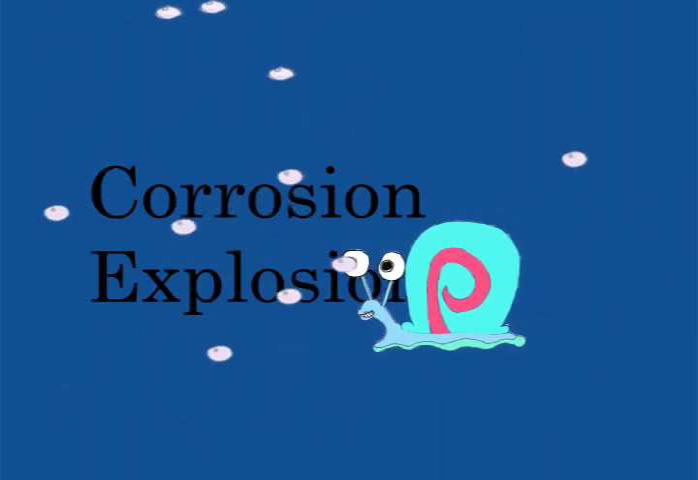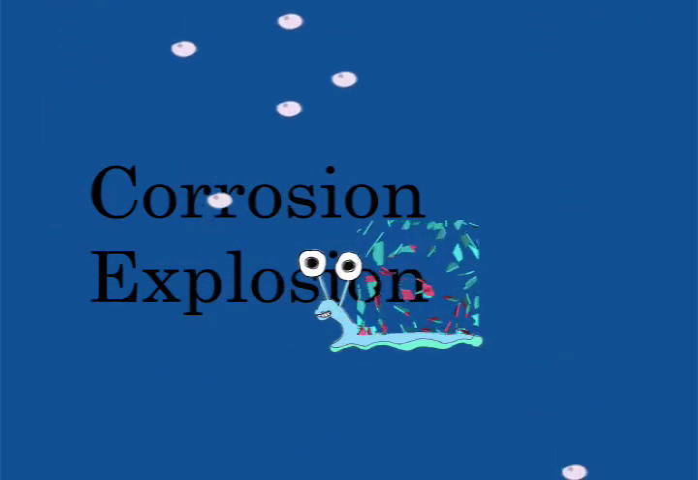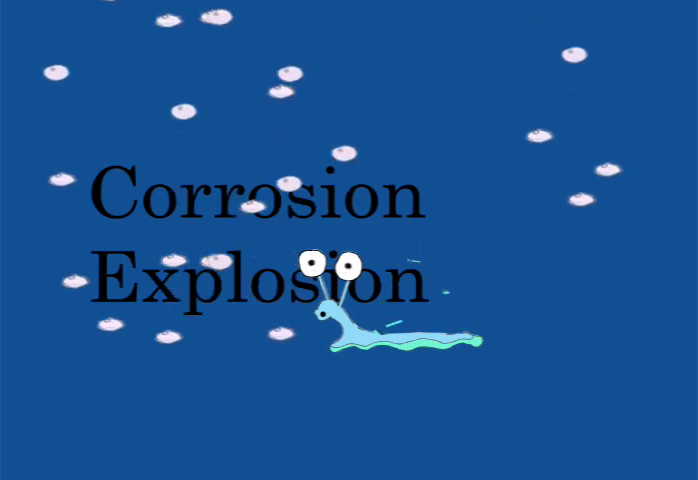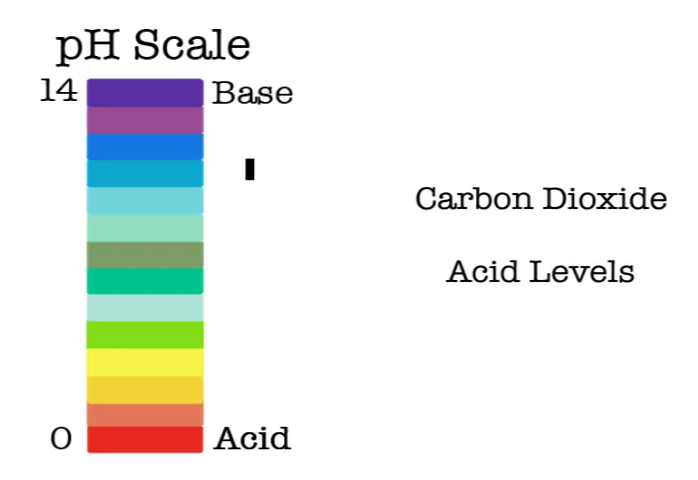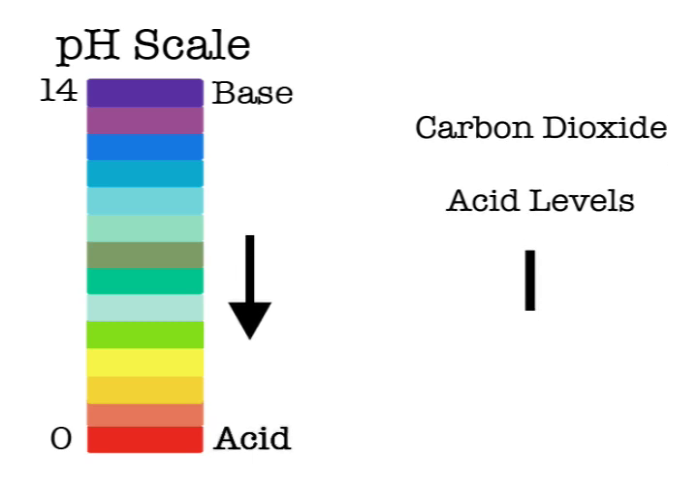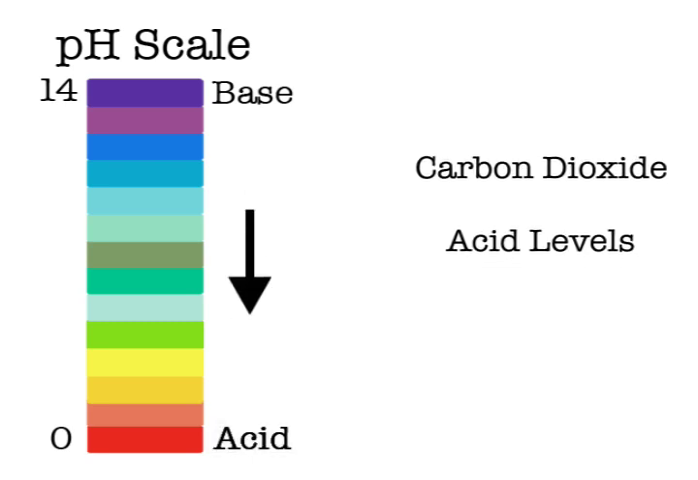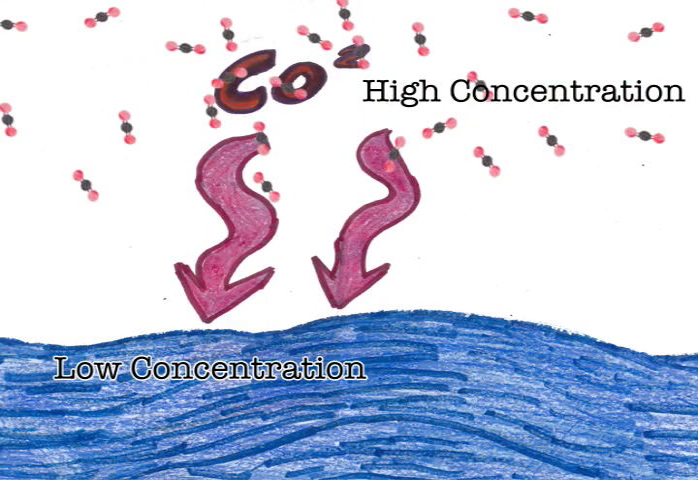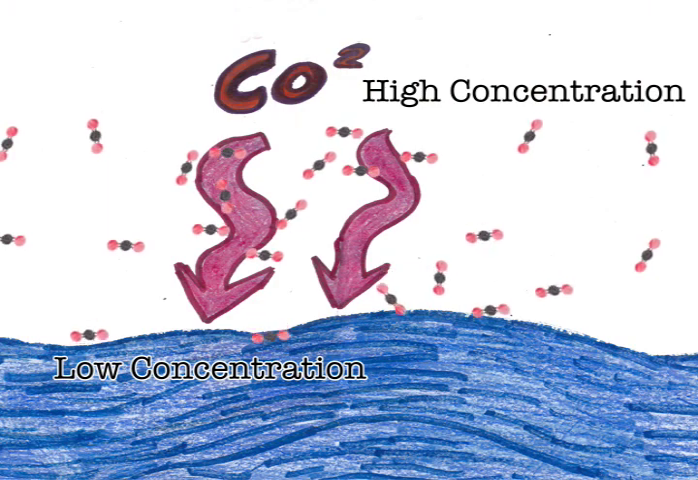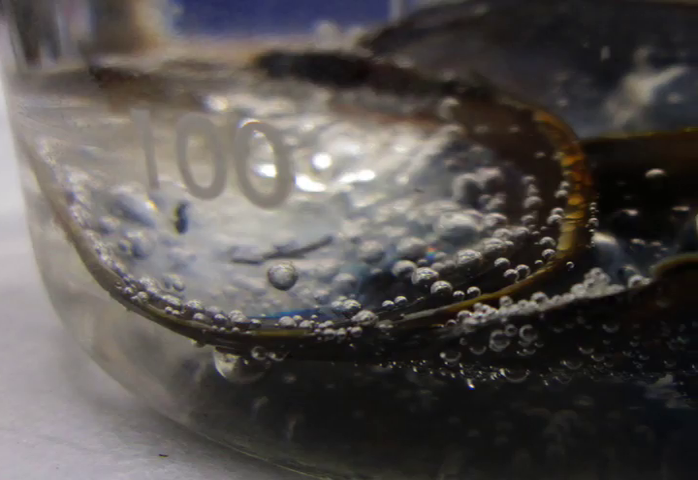Carbon dioxide corrodes. We are experiencing corrosion explosion. Ocean acidification is a major problem. Scientists have discovered acid levels are rising in the ocean due to increased levels of carbon dioxide in our atmosphere. It is estimated that 1/3 of the CO2 emitted into the atmosphere becomes absorbed by the ocean.